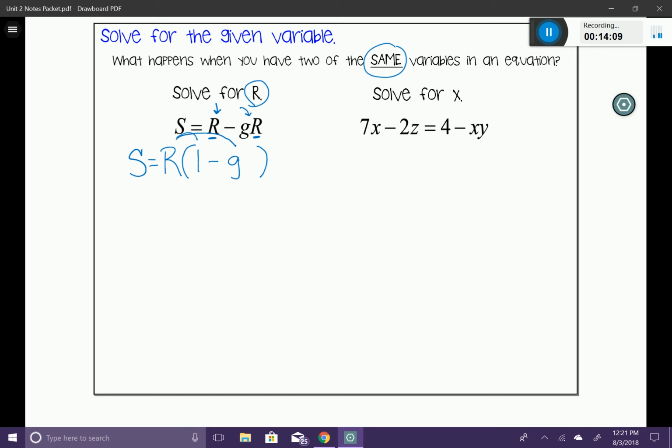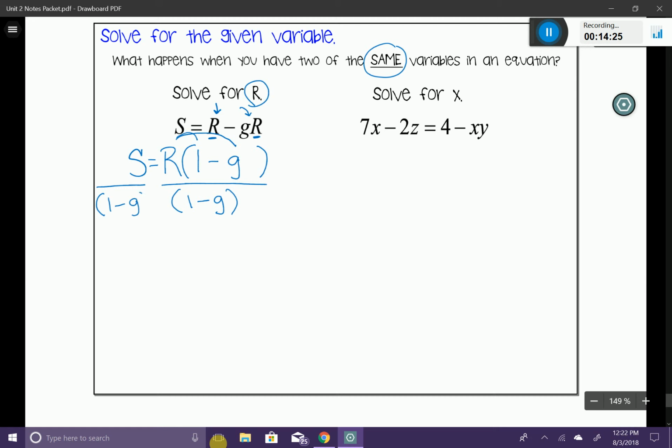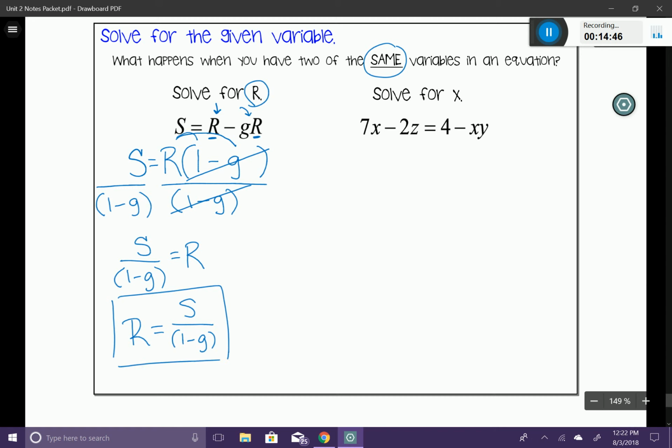Now at this point, I can go ahead and solve for the 1r. I'm going to do that by dividing both sides by that quantity 1 minus g. So I'm going to go ahead and divide the whole thing because it's a big chunk, and it will eliminate it altogether. So 1 minus g is eliminated. And I'm left with s over 1 minus g is equal to r. And I'm done. But I am going to go ahead and rewrite it as r equals s over 1 minus g. And I'm done. That's how you undistribute.